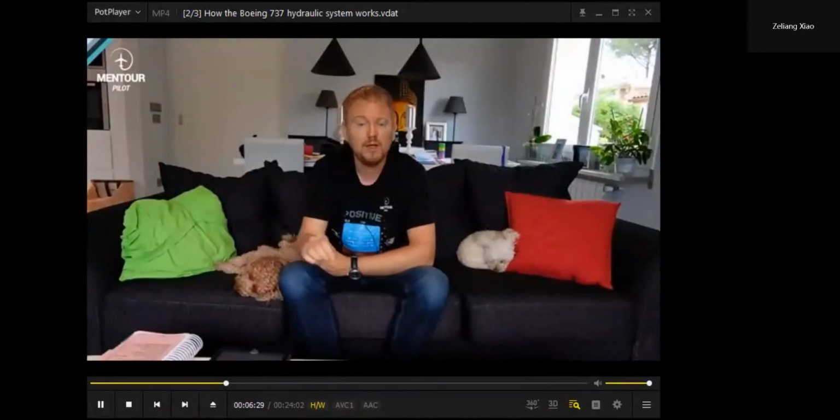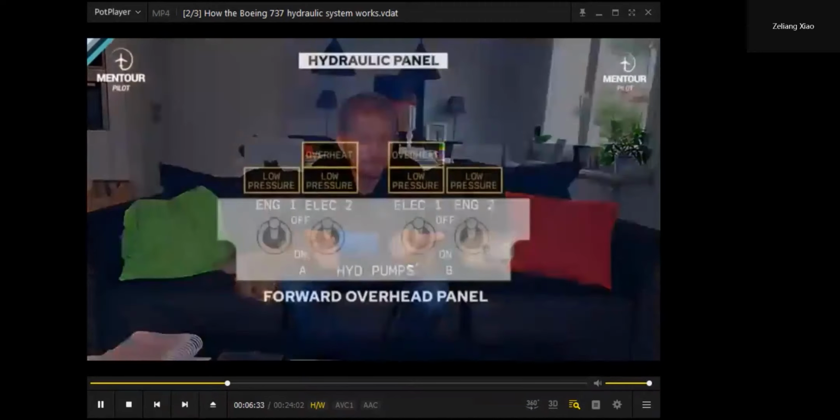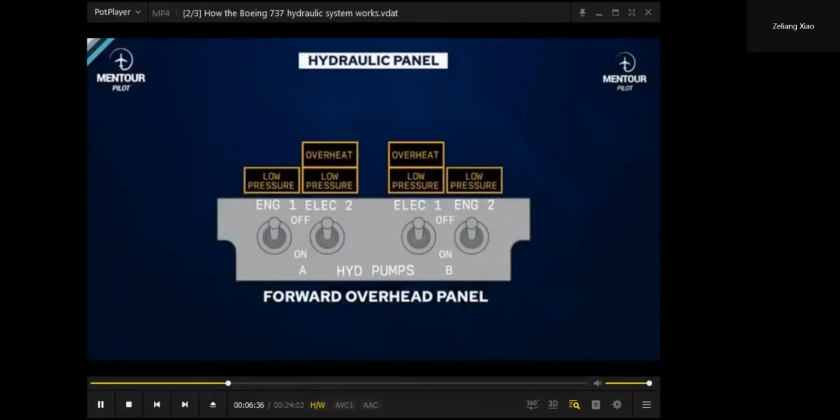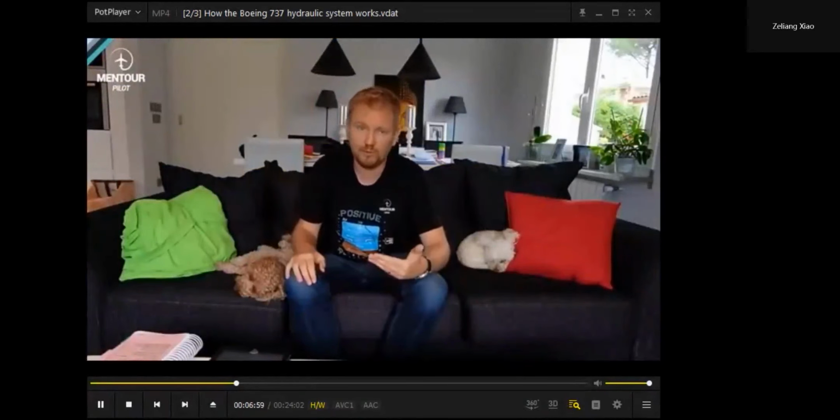Okay? The lights that you have are low pressure for each pump. So if the system feels that the pump is not giving enough pressure, you get a low pressure. And for the electric driven pumps, you also have an overheat warning, which indicates that the pump is about to overheat because it's being cooled by the hydraulic fluid. If, for example, there is a loss of hydraulic fluid and there's nothing going through the pump, it can both lose pressure and overheat quickly. And with that, you need to switch off the pumps. Right? Cool.